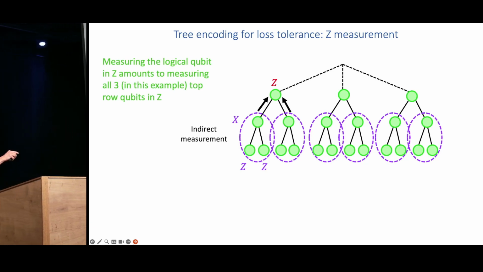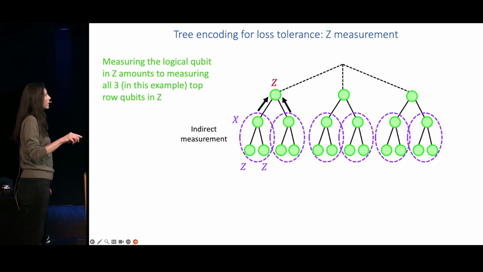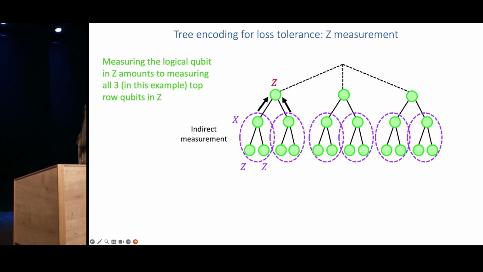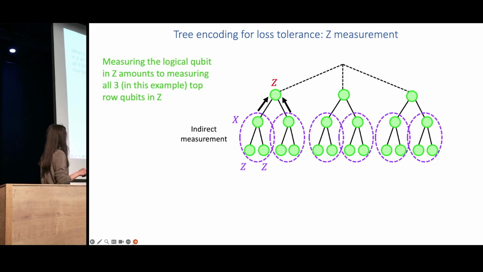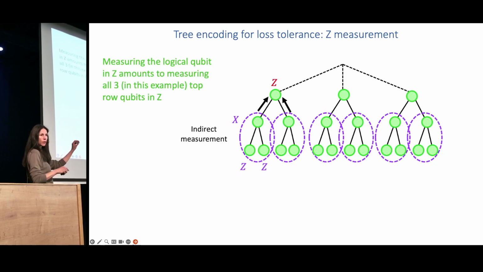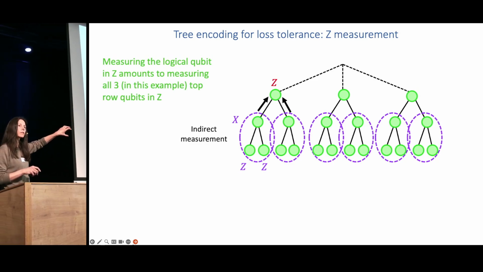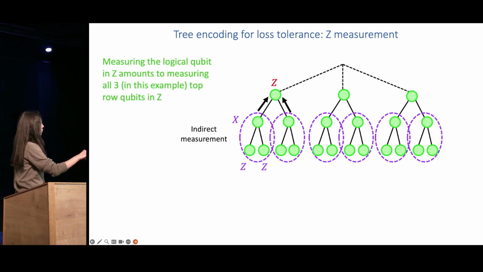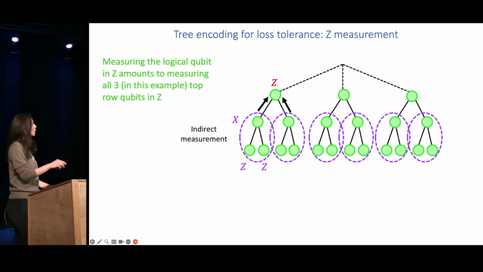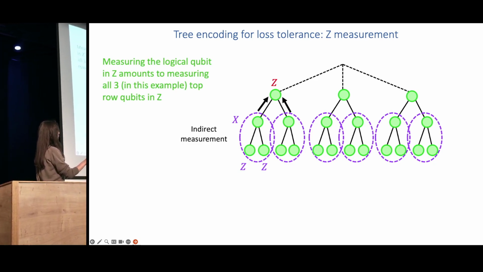So what I would want is to make a Z measurement on the qubit that's represented by this whole thing. What could I do? If I measure all the top qubits in Z, then I'm done, because I disentangle them. So Z measurement disentangles, right? So it would suffice to make a Z measurement. But again, these could be lost.